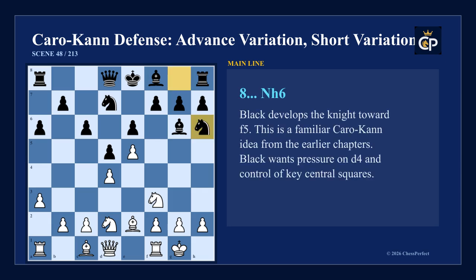Knight h6. Black develops the knight toward f5. This is a familiar Caro-Kann idea from the earlier chapters. Black wants pressure on d4 and control of key central squares.